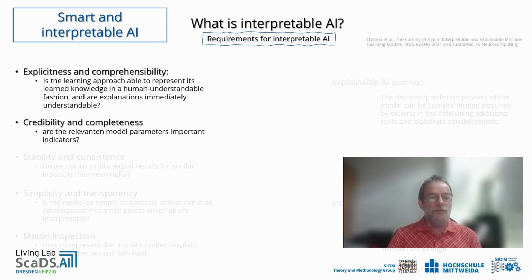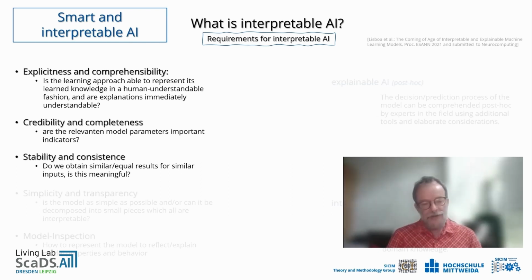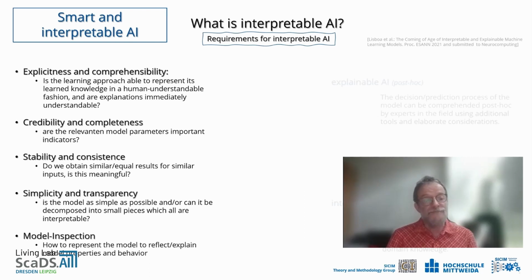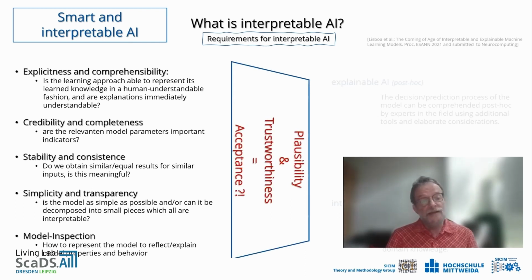This is that only relevant model parameters are important. We need stability and consistency. So we assume that similar or equal inputs should yield similar or equal predictions. And these predictions should be meaningful. For this, simplicity and transparency is needed. And this is that we need a model which is as simple as possible, or it could be at least decomposed into small pieces, which all are interpretable. This helps to have model inspection afterwards, so that we can reflect or explain how the model represents the acquired knowledge. All these items should lead to plausibility and trustworthiness, and this hopefully also to acceptance.